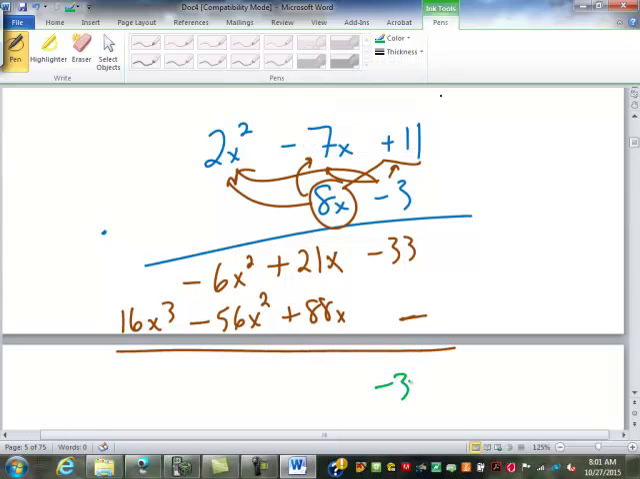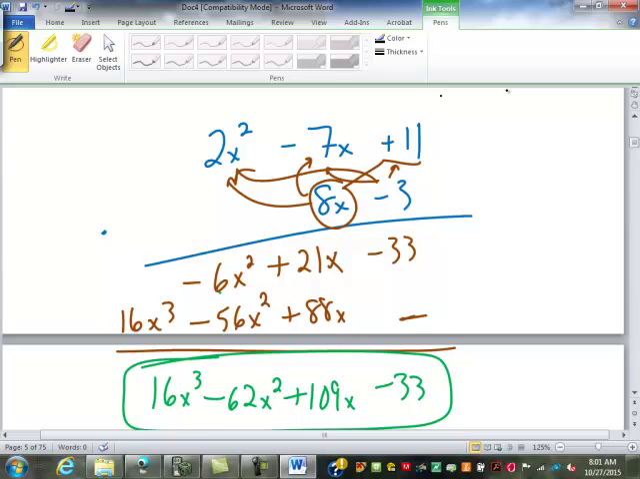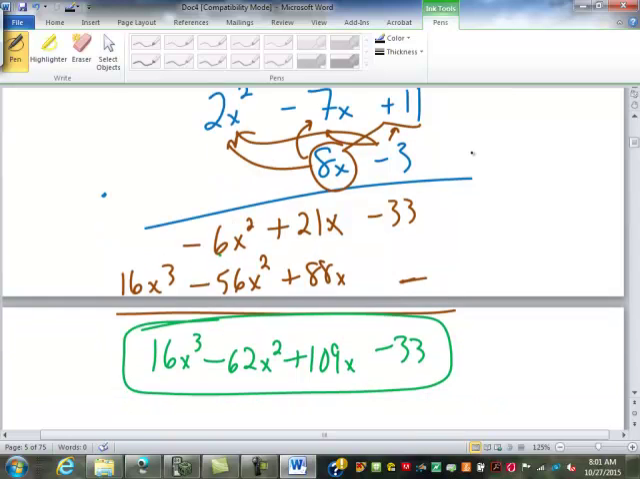Then we've got negative 33. 21 and 88 makes a positive 109x. Negative 6 and negative 56 is a negative 62x squared, and 16x to the third. What do you think? I'm thinking it's time for you to try one.